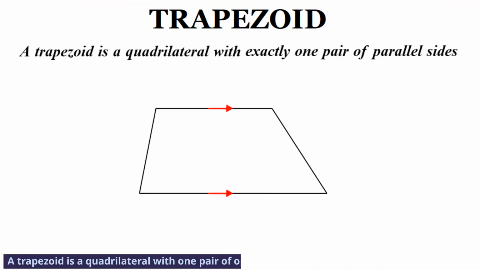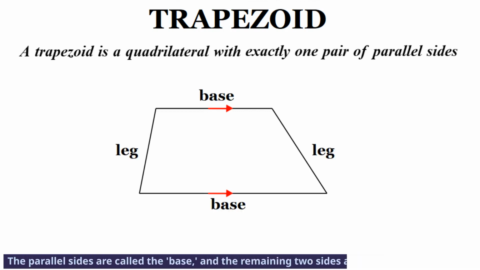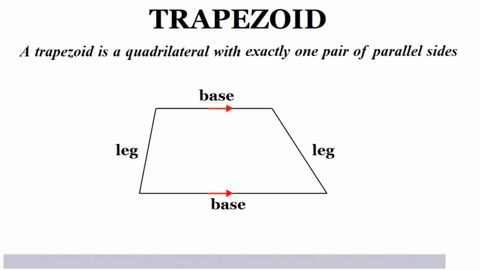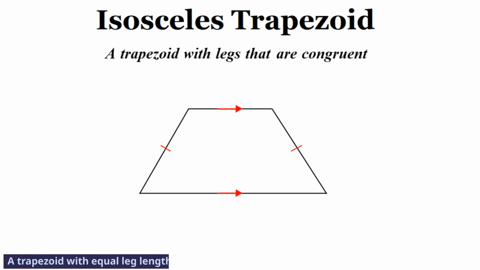A trapezoid is a quadrilateral with one pair of opposite sides being parallel. The parallel sides are called the base, and the remaining two sides are called the legs. The angles at the ends of the base are referred to as base angles. A trapezoid with equal leg lengths is called an isosceles trapezoid.